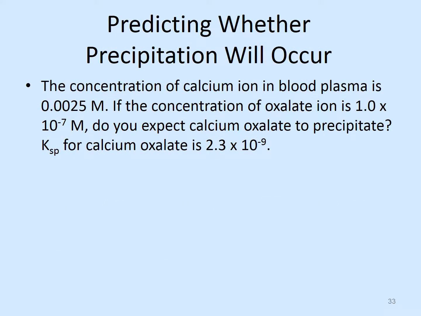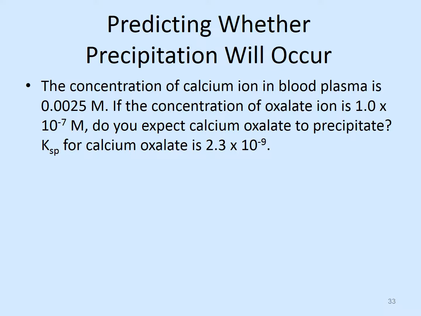All right, so let's look at an example. The concentration of calcium ion in blood plasma is 0.0025 molar. If the concentration of oxalate ion is 1 times 10 to the minus 7th molar, do you expect calcium oxalate to precipitate? Or in other words, will you get some kidney stones? The KSP for calcium oxalate is 2.3 times 10 to the minus 9th.